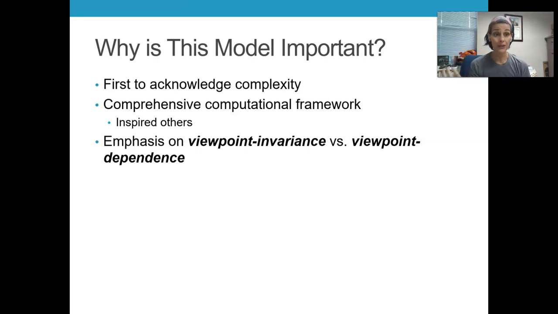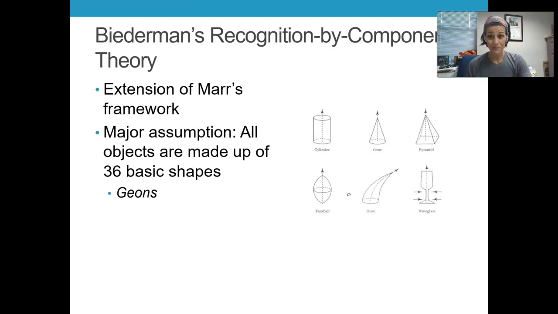Additionally, this is a very well-known comprehensive computational framework that inspired a lot of other models, including Biederman's model. And then one of the other major things that we'll come back to is it's one of the first models to create debate on whether or not viewing angle matters for recognition. So Marr believes that it's viewpoint invariant. You should be able to recognize something equally well regardless of viewing angle. Other people have said that viewpoint matters, and some viewpoints it's easier to recognize objects than others.